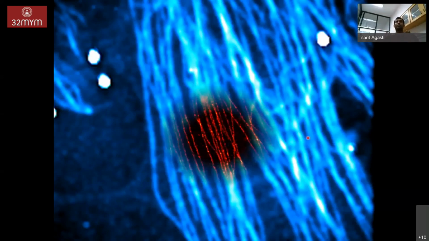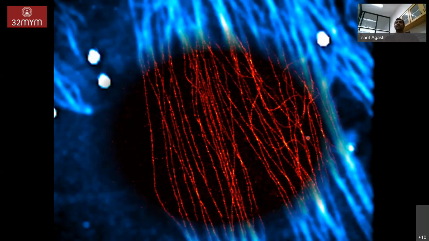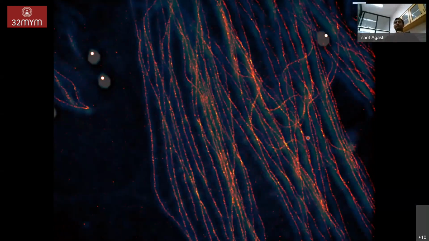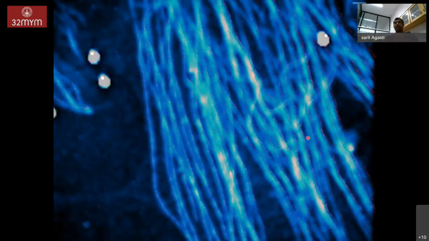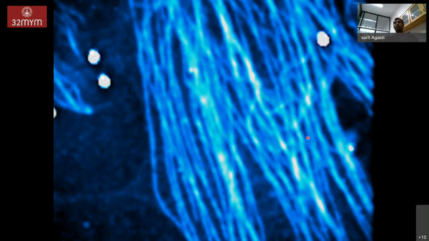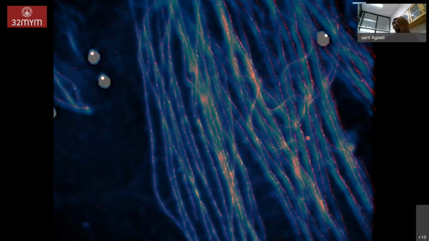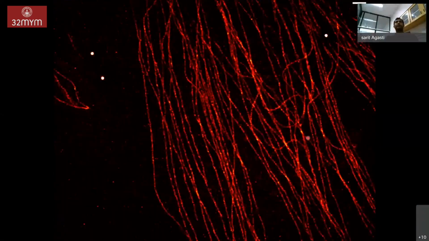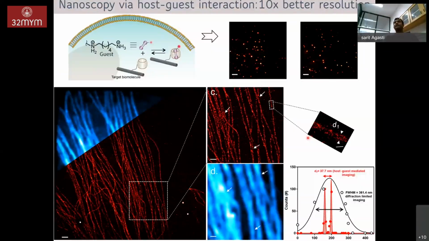Okay, this is the standard image which we get in a confocal or under the standard diffraction limit. And once we have turned on our microscopy strategy using host-guest interaction, this is what we are able to see, right? So you are able to see a much improved resolution, and I'm going to show you exactly how much improvement of the resolution we get. But here you can really appreciate that you have a tremendous improvement of the resolution of the structure, and we can essentially get a 10 times better resolution than what you can observe under a standard microscope.